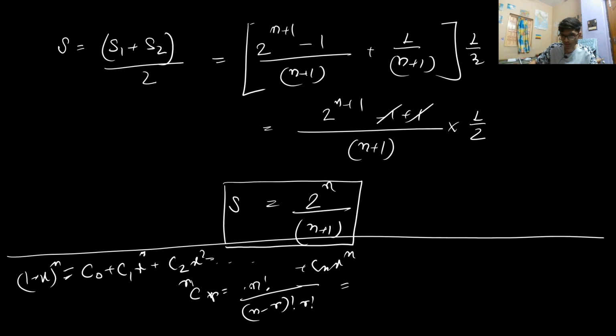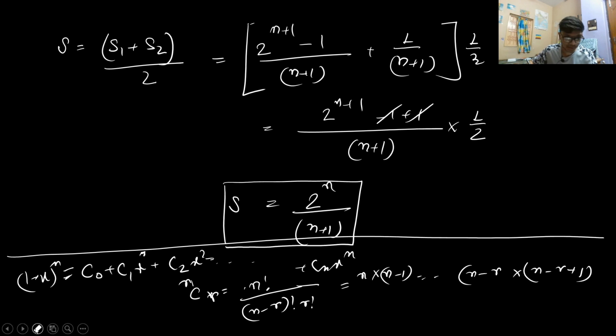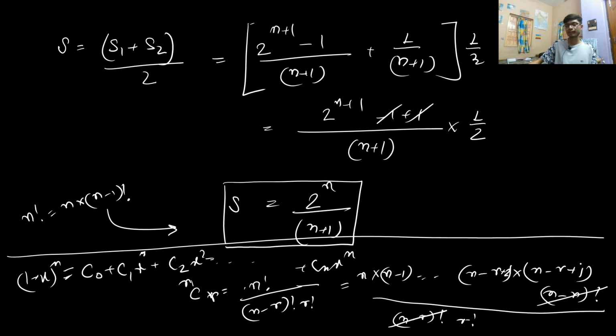If we cancel out, we can write this as n into n minus 1 and so on up to n minus r plus 2, and multiply by n minus r plus 1 into (n minus r) factorial, because we know from the property of factorial that n factorial is equal to n into (n minus 1) factorial. We then divide by (n minus r) factorial and by r factorial. If we cancel (n minus r) factorial, we are left with n into n minus 1 and so on up to n minus r plus 1, whole divided by r factorial.